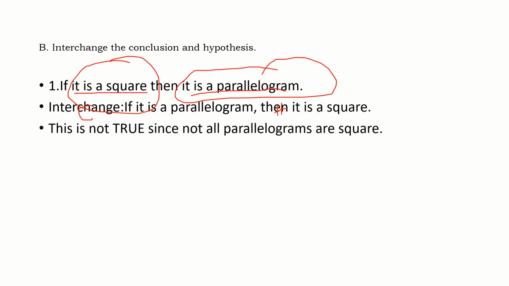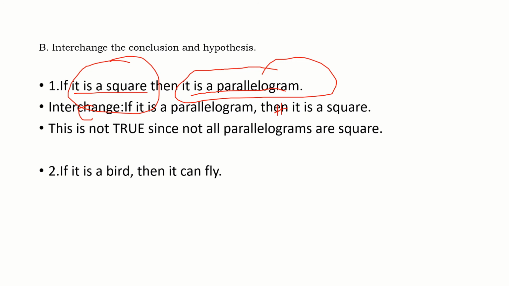So, after na interchange, identify whether it is true or false. So, this is not true since not all parallelograms are square. Okay, hindi lahat ng parallelogram ay square kasi ang rectangle parallelogram din. So, not all parallelograms are square. Ang rhombus parallelogram din.